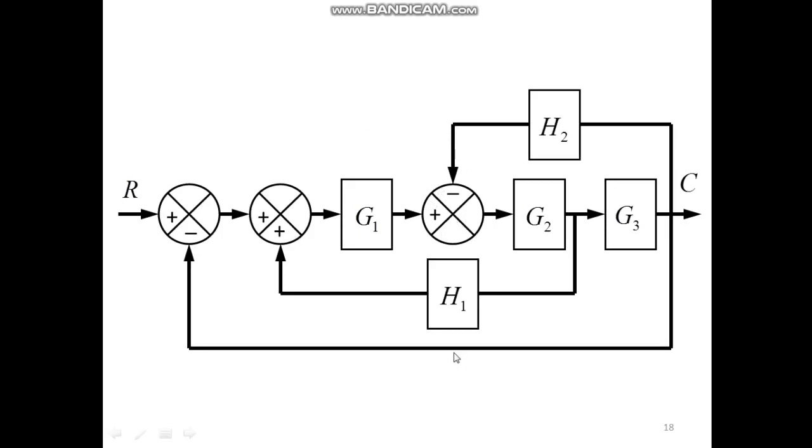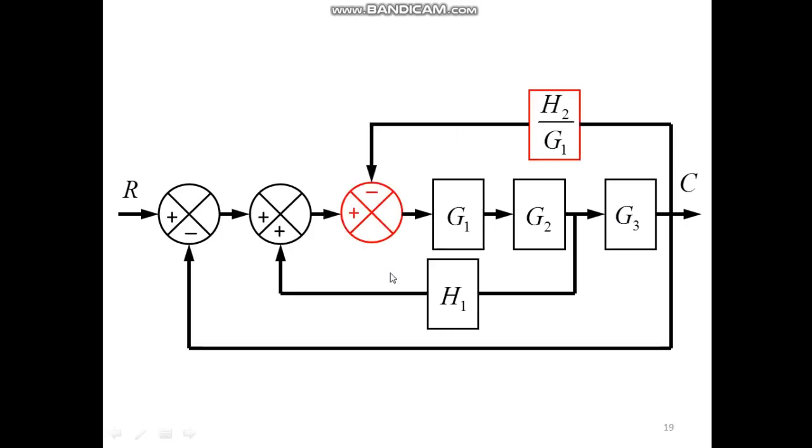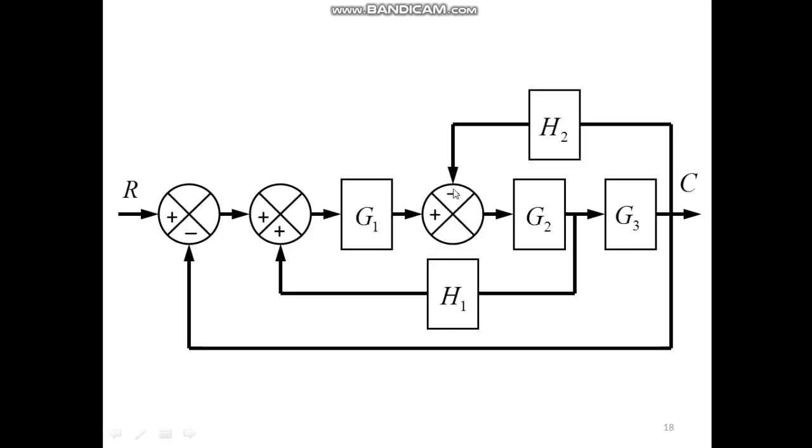As we know, when we shift the summing point over any function, we have to make an additional block here, from which we are moving this particular summing point, the reciprocal of that particular block.